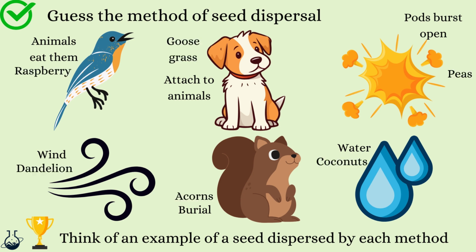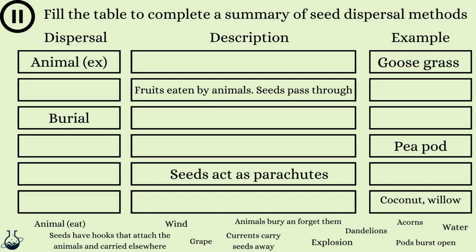Some examples are now shown on the screen. You may have others that you've thought about, but here are some others that might help you fill in some gaps. Pause the video here and use what we've just gone through to fill in the summary table of seed dispersal. Use the statements at the bottom to fill in the gaps. Some have already been started for you to give you some clues.